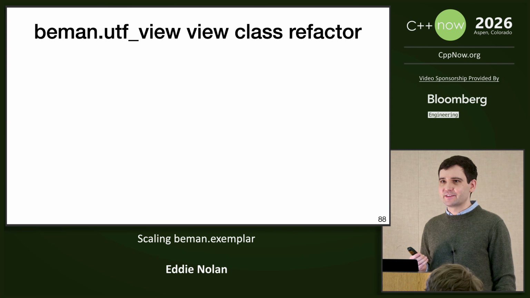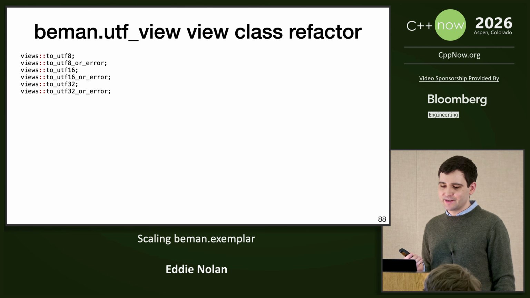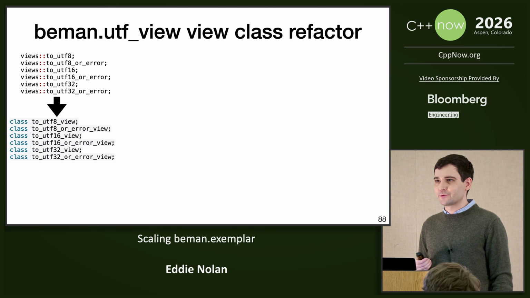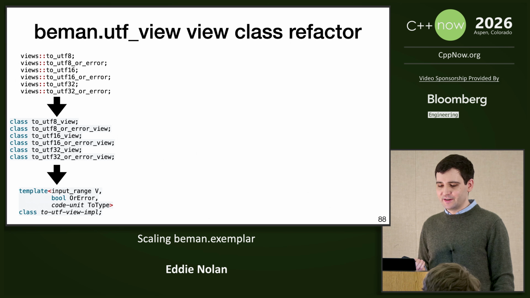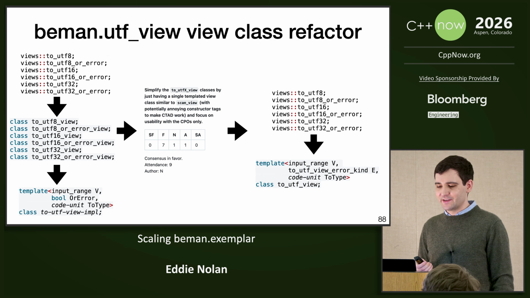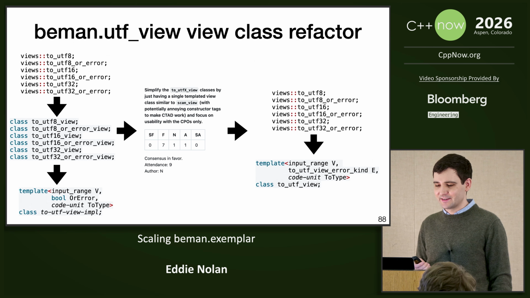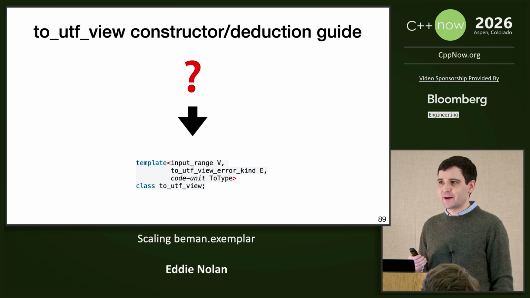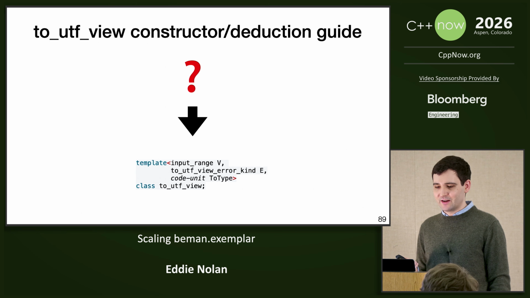So I had to refactor how these deduction guides worked in my library, because originally I had all of these, my library is for transcoding UTF. I originally had all of these different CPOs, and each of those mapped one-to-one with a different view, and those had very easy deduction guides to write. They were all implemented in terms of this implementation detail class. SG9 decided that they didn't like that, and instead they wanted the exposition only class to be a bona fide class. So that raised the question, how do we write a deduction guide for this where we're not only deducing all_t for the input range, we're also having the user pass in to the constructor this non-type template parameter to UTF-view, error kind, which is an enum, and this two-type template parameter.